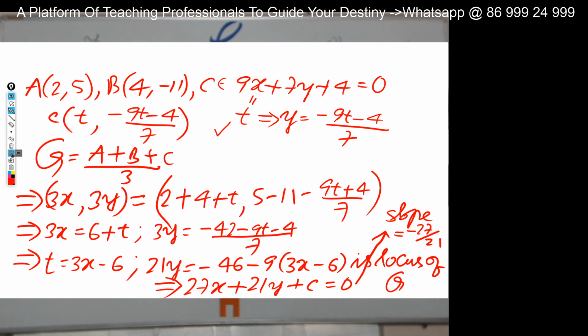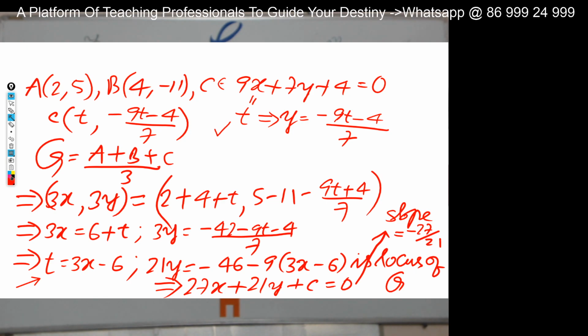Little tricky problem, because you may or may not get the idea to take the point C as t comma minus 90 minus 4 by 7. If you take C like this, then only you will understand that in the final equation you have to eliminate t. So you must get that idea in the beginning itself.